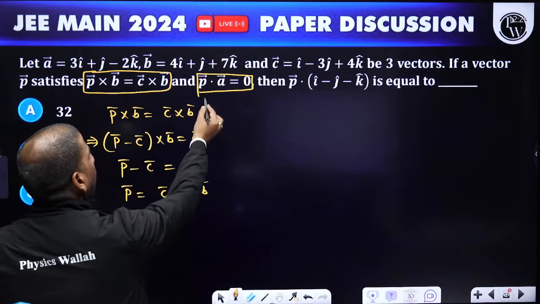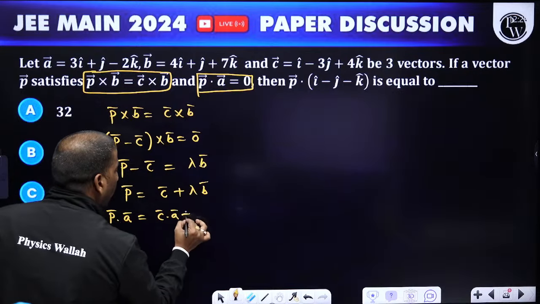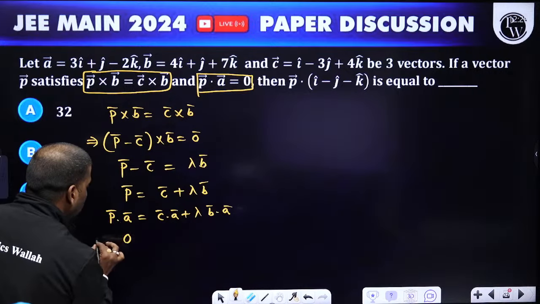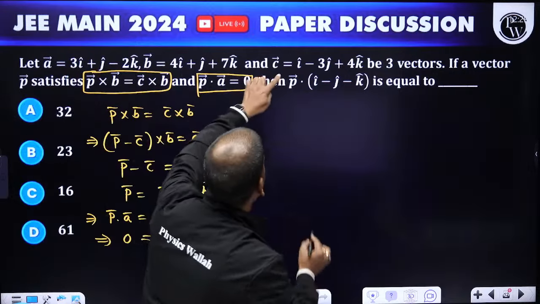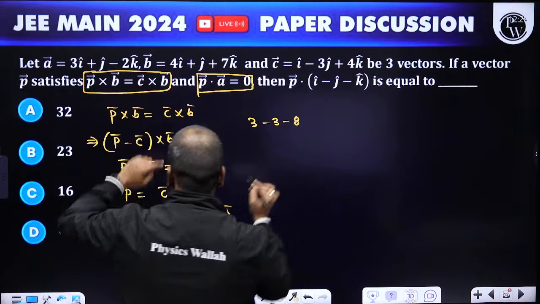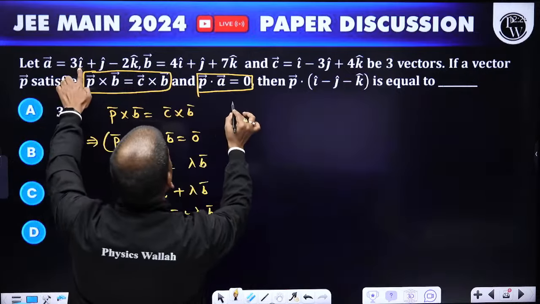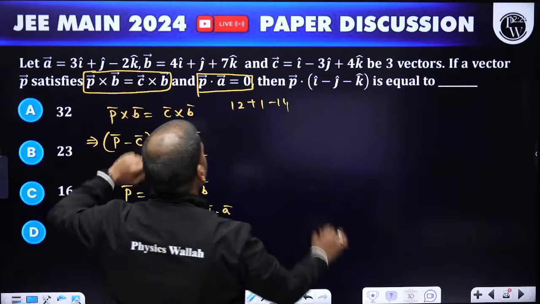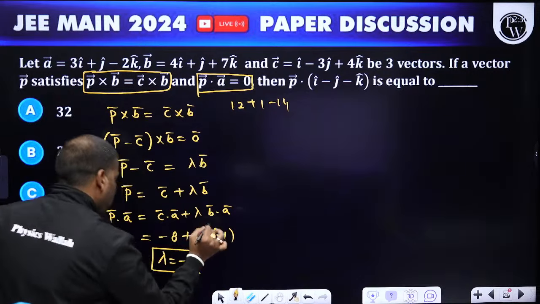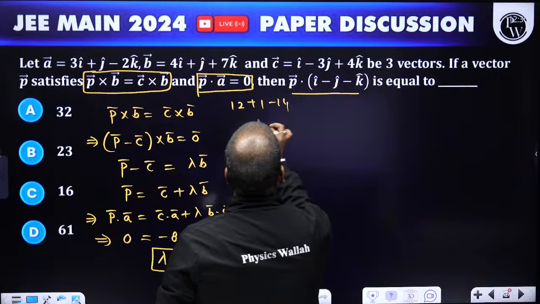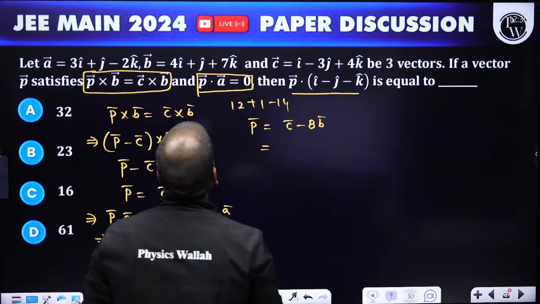But they have given P bar dot A bar is equal to 0. So take a dot product by A: 0 is equal to C dot A plus lambda times B dot A. What is C dot A? Let us make it directly: 3 ones are 3, minus 3, minus 8, so this is minus 8. Plus lambda times B dot A. So B dot A: 4 times 3 is 12, plus 1, minus 14, so minus 1. So lambda is equal to minus 8. So if lambda is minus 8, we want P bar, so P bar is C bar minus 8 B bar.